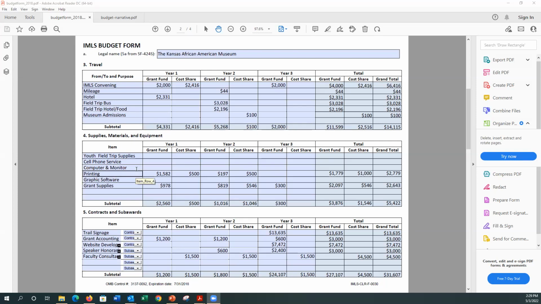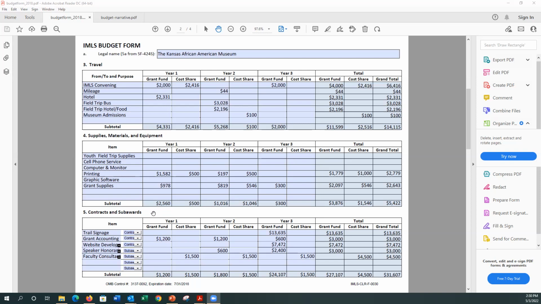Supplies, materials, and equipment, you can get an idea of what they asked for in the grant. There's no dollar amounts in some of these because this is a revised grant. We initially asked for that, found out we didn't need it, so did not include those costs. But possible things you could charge: cell phone services, computers, monitor and services, purchase of a computer, printing, software that they bought for it, and other grant supplies.